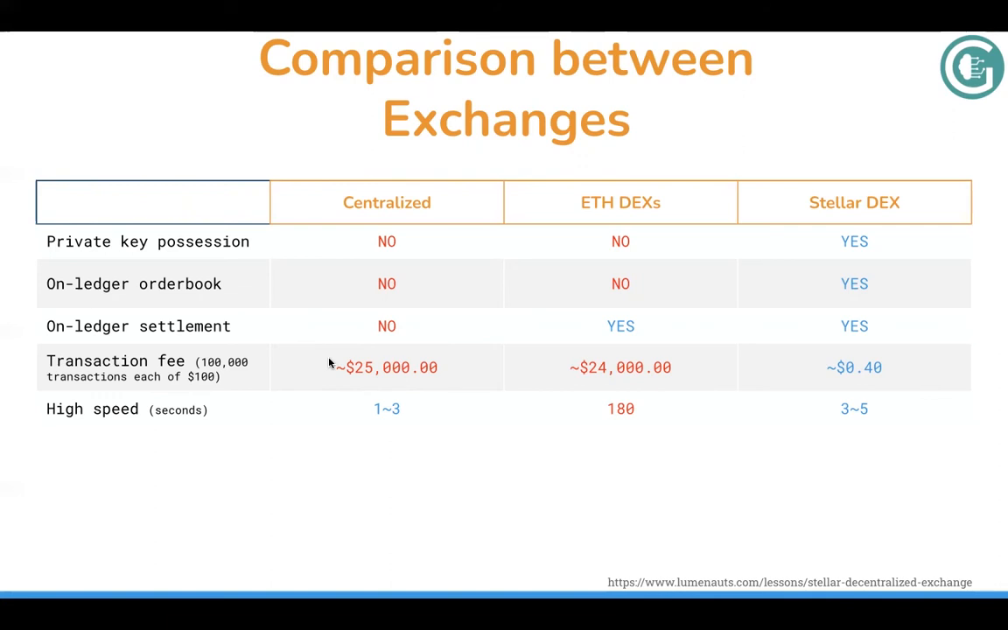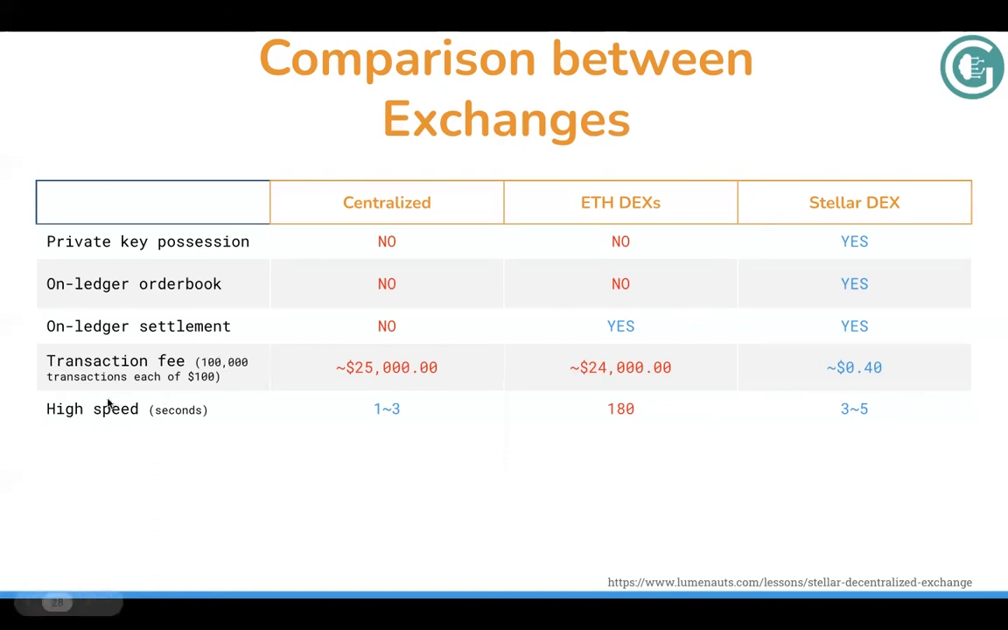So for a centralized exchange, sorry about my voice, it's somewhere around $25,000. For Ethereum-based DEXs, it's somewhere around $24,000 on top of the Ethereum network fee, and we know that it's crazy expensive. And for the same scenario, in the Stellar decentralized exchange, the fee is somewhere around 40 cents.